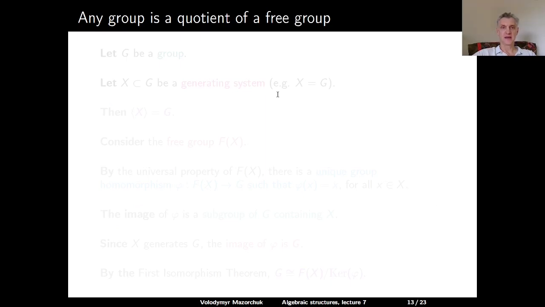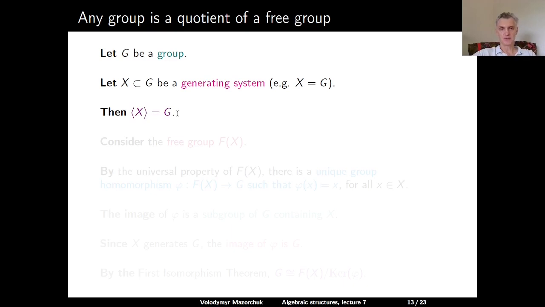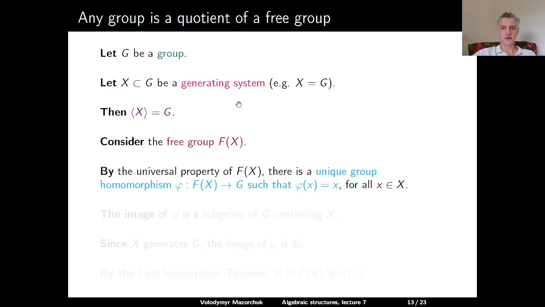And this is explained by the fact that any group is a quotient of a free group. Let's look at this in detail. So let G be a group and X a generating system of G. For example, we can take X to be equal to G. Then the subgroup of G generated by X coincides with G, that's the definition. Let us consider the free group F over the set X. By the universal property of this free group, there is a unique group homomorphism phi from this free group F of X to G, which is identity on X, so which sends each x to itself.